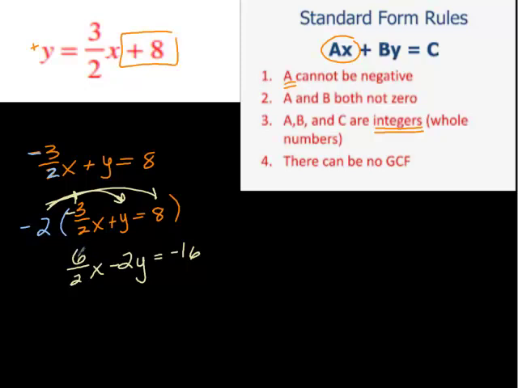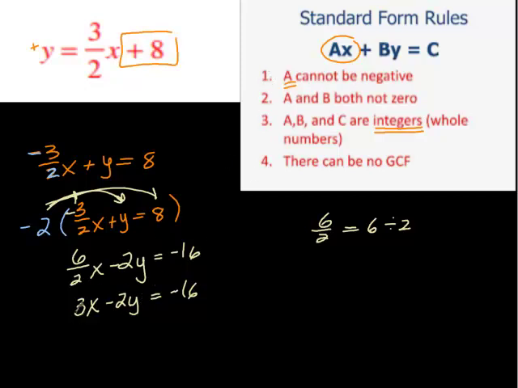See how this is going to turn into an integer. This is 6 divided by 2. When you have a fraction, it's top divided by bottom. So a fraction turns into that. So 6 divided by 2 is 3, minus 2y, is equal to negative 16. So hopefully this makes some sense. This is not a difficult thing. You just have to know the rules.